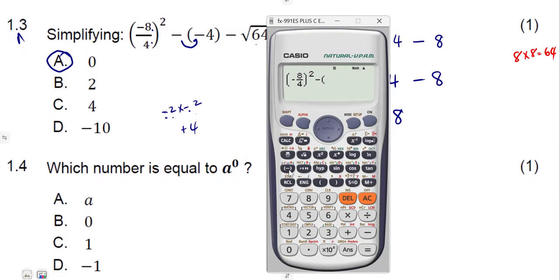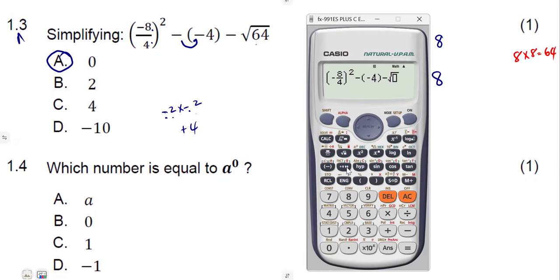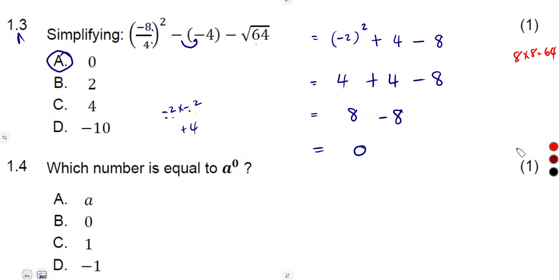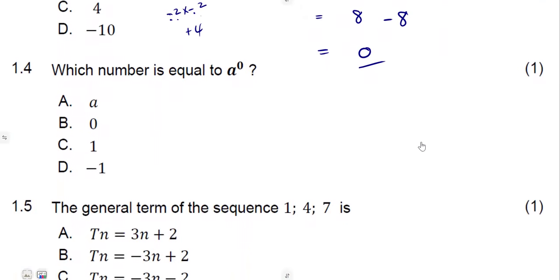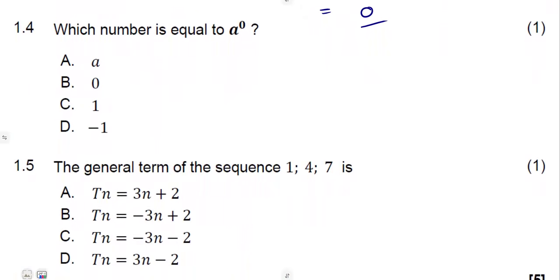Minus, we open bracket, minus 4 minus the square root of 64. As it is, your answer, that's a 0 there, which is exactly what we have. Which number is equal to a to the power of 0? Any number to the power of 0 is equal to 1. So the best answer is going to be on C, where we have a 1.